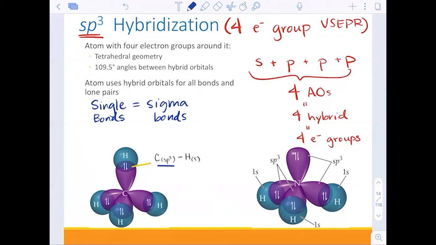Specifically, what we can say is the carbon that is sp3 hybridized overlapped with the hydrogen that is an s orbital. Hydrogen, again, doesn't hybridize. It's an outer atom. Outer atoms usually do not hybridize. When we look over here at the nitrogen, again, nitrogen is sp3 hybridized, and it's overlapping with a hydrogen in an s orbital. So we can say that is true for every single bond in these structures.